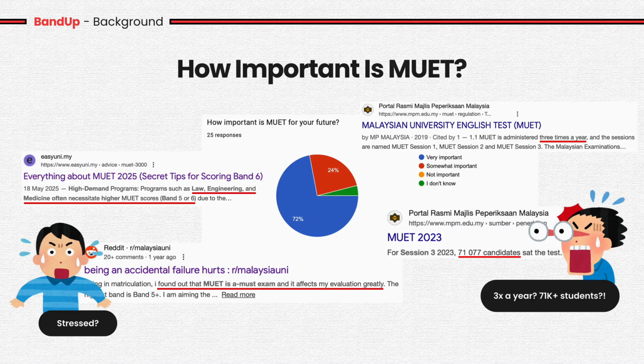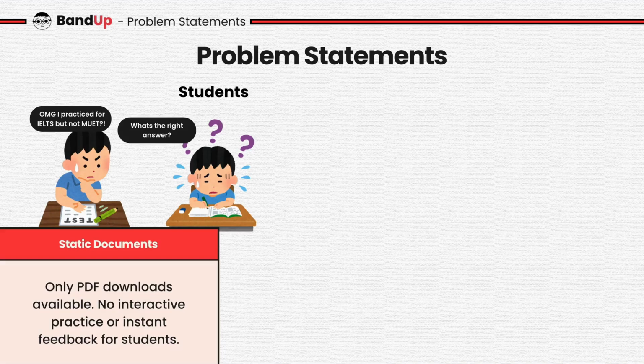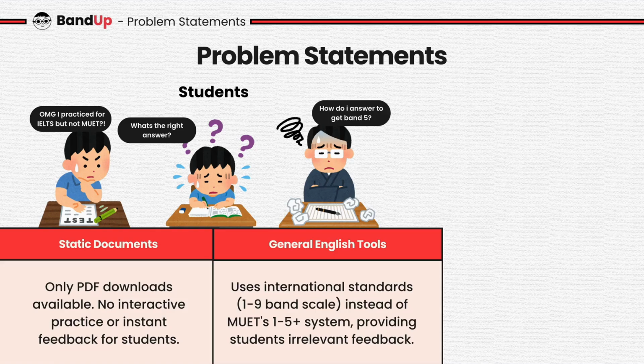In Session 3 of 2023 alone, over 71,000 candidates sat for the test. With so many students depending on MUET, what's stopping them from preparing well? First, static documents. The official MUET portal only offers PDFs, no interactive practice or instant feedback. Second, general English tools. They use IELTS standards from Band 1 to 9, but MUET uses Band 1 to 5+, so students get irrelevant feedback.